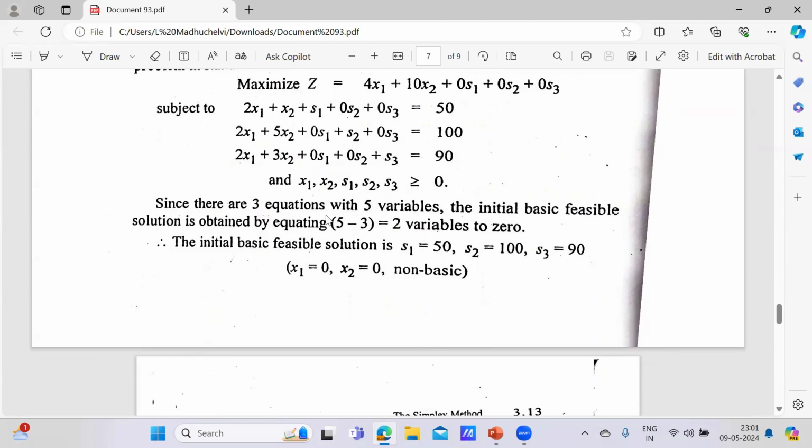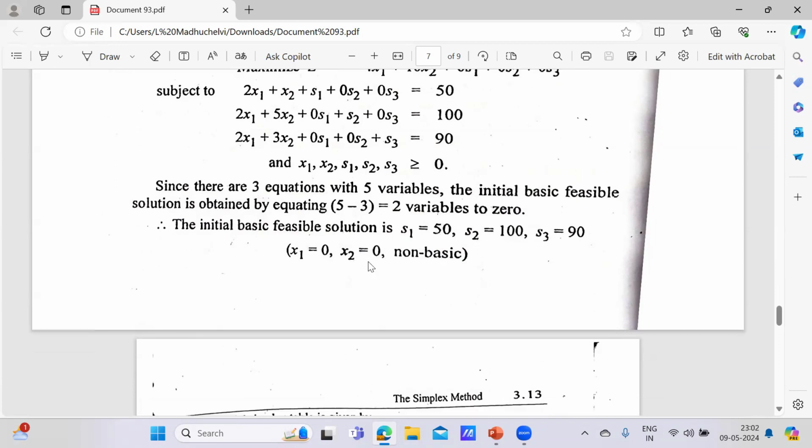Now, since there are three equations with 5 variables, the initial basic feasible solution is obtained by equating 5 minus 3, that is 2 variables, equal to 0. The 2 variables equal to 0 are x1 and x2. They are called non-basic variables. So x1 equal to 0, x2 equal to 0. If you substitute these values in the constraints, we get s1 equal to 50, s2 equal to 100 and s3 equal to 90.